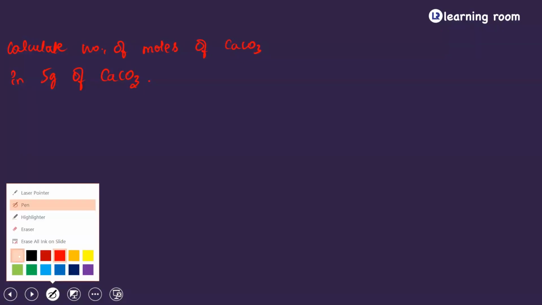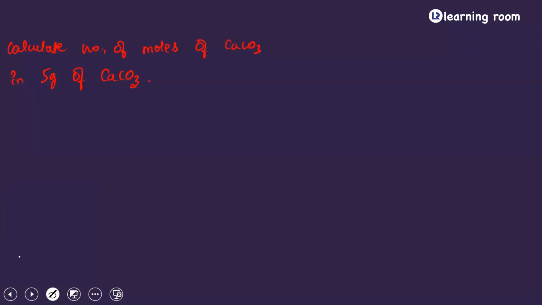So how do we solve this question? In 5 grams of calcium carbonate, what is the number of moles of calcium carbonate present? 5 moles. First, what is the first thing that we need to identify? Your name, new student, what is your name? Siddesh. Okay, Siddesh, can you tell me what is the molar mass of calcium carbonate?